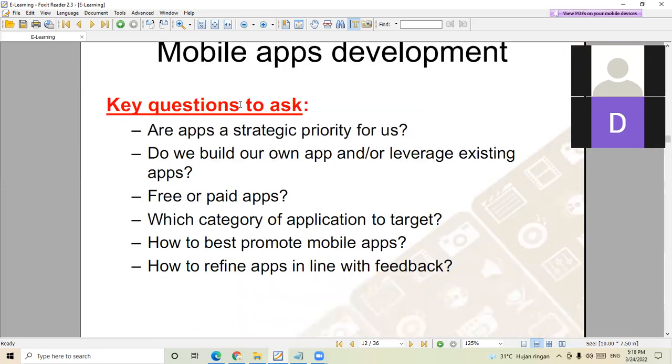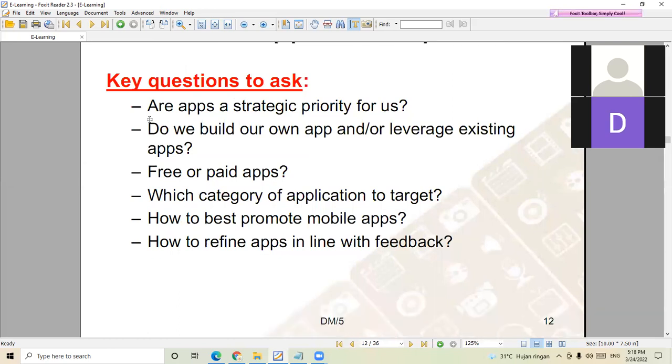Before companies try to build or develop their own mobile apps, of course, they cannot just develop them without any reasons. So there are key questions to ask prior to mobile app development. These are the questions. First of all, are the apps a strategic priority for us? In other words, is the app useful or not? Maybe we should ask that first.